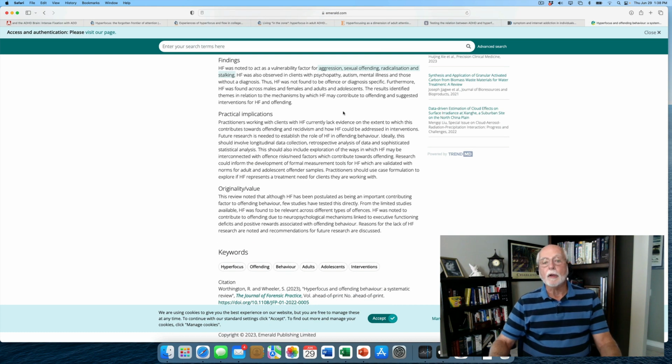And what they found is that the hyperfocusing was not found to be exclusively related to one type of offense or to one diagnosis, that it was found to be across various disorders, both males and females, and that hyperfocusing did seem to contribute to some extent to risk of offending. And then they go on to talk about the need for more research and what interventions might need to be targeted at hyperfocusing.